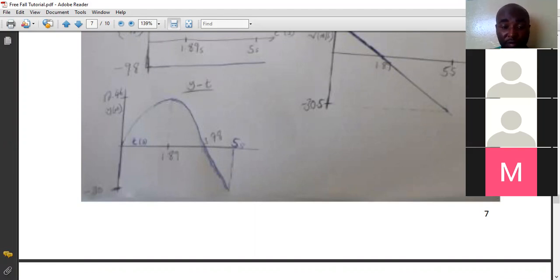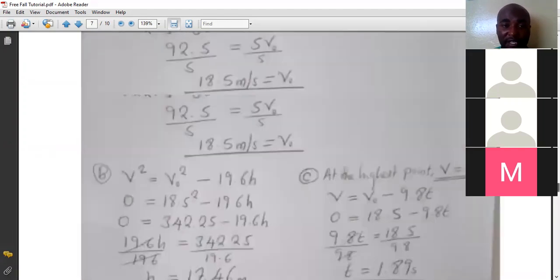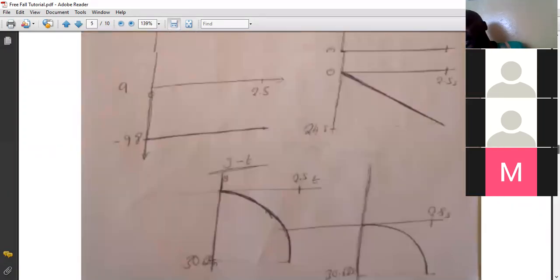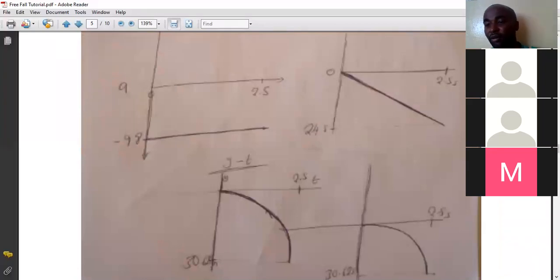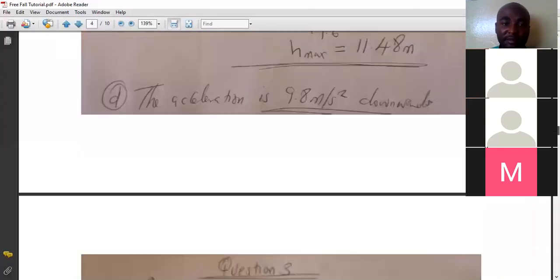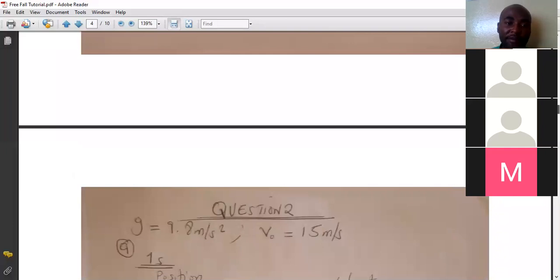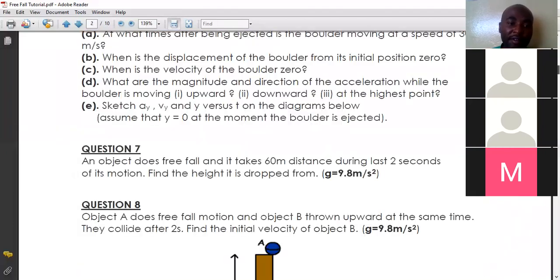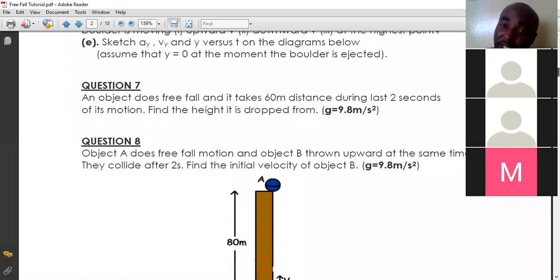So that's how you go about that question. So the graphs, it's just a concept of just understanding them. That's how it is. Number 7 and 8 are just simple quiz questions.